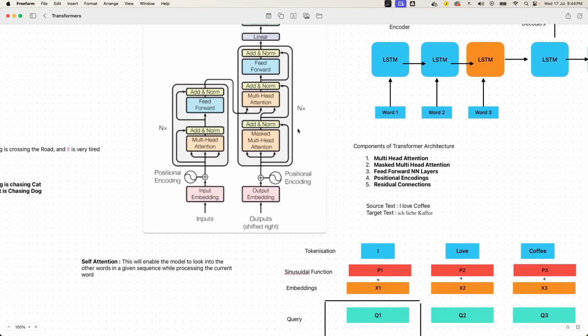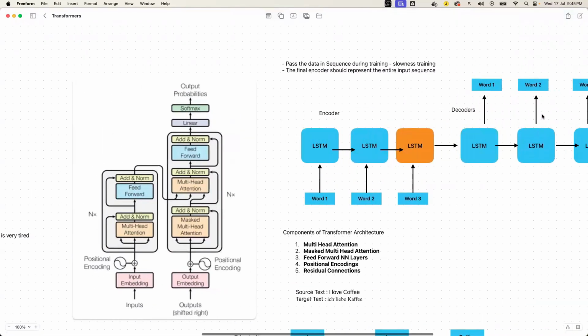Then what we have is the decoders. The decoder is another set of layers which will take the processed encoded data and then try to predict the target. Whenever we are performing the training, the idea is like this.